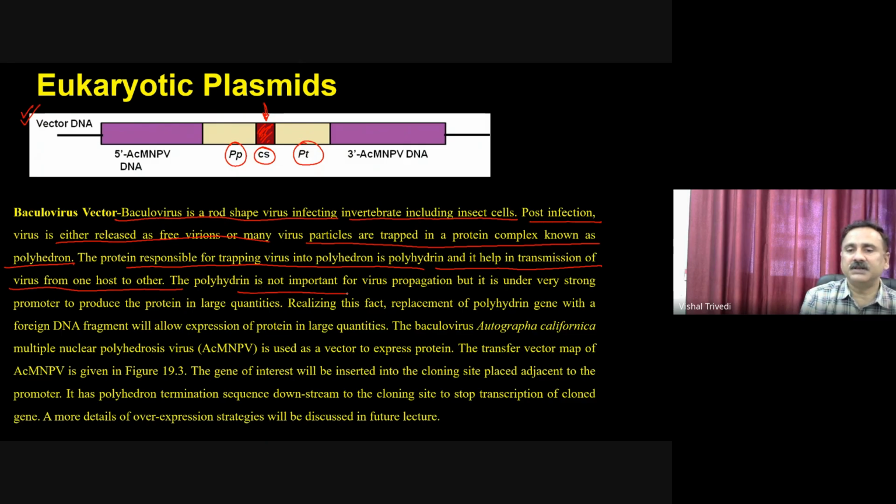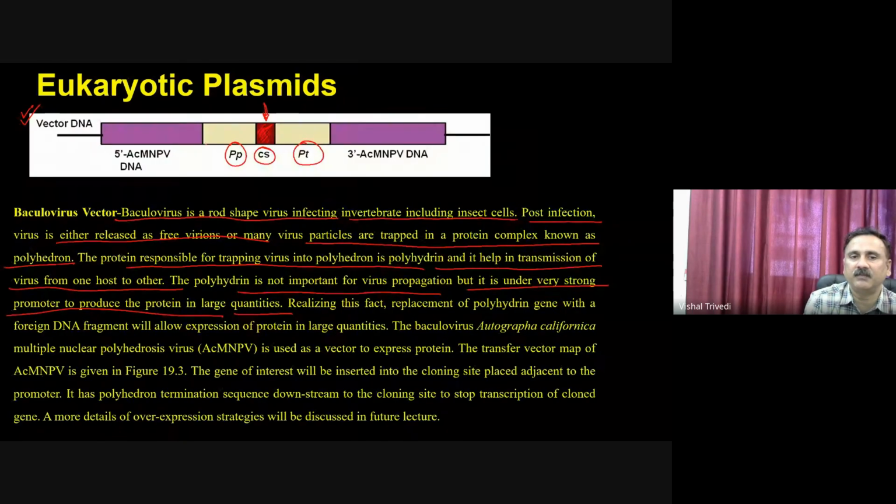The polyhedrin is not important for virus propagation, but it is under a strong promoter to produce the protein in a large quantity, right? Because this polyhedrin protein, which is present inside the virus, is present along with the strong promoter, right? But this polyhedrin protein is useless for the virus.